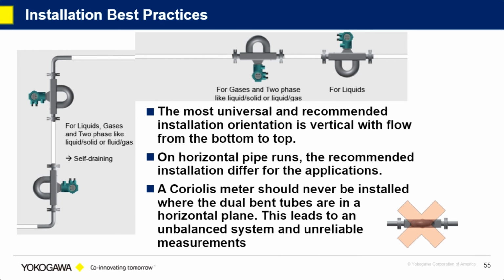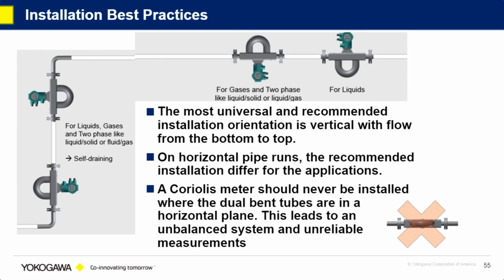And then Coriolis meters, these are probably the most forgiving of all the technologies. You don't need any upstream or downstream straight run on a Coriolis meter. A vertical up is always the best installation. The horizontal is doable as well.